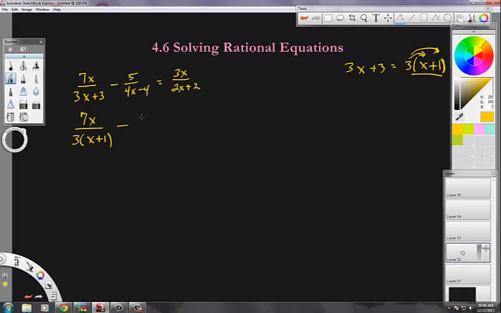So it's going to be minus 5 over, and then 4 times what? Well, that would be x minus 1 this time. X minus 1 equals 3x over, and I'm going to pull a 2 out of each of these because they both have 2's. So what's going to go in there? You tell me this time. X plus 1. Good. All right.